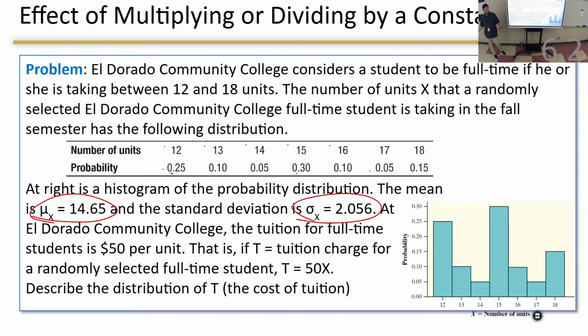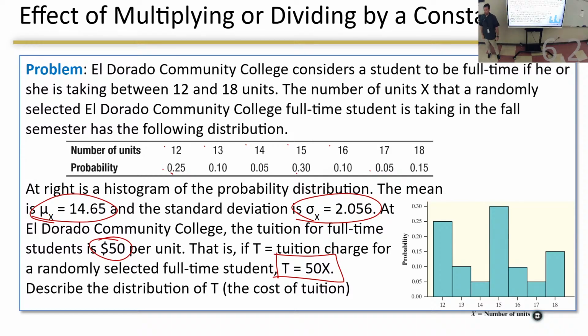If they didn't tell us that, we know how to find it from 6.1. This times this plus this times this plus this times this finds the mean, and then we get a really crazy formula to find the standard deviation. But again, most of the time they'll give it to us. At El Dorado Community College, the tuition for a full-time student is $50 per unit. That is T equals 50X. If you can't figure this out, they'll kind of give you a formula.